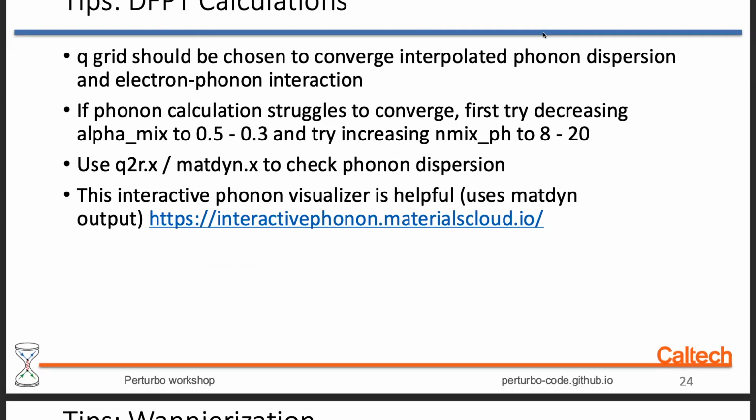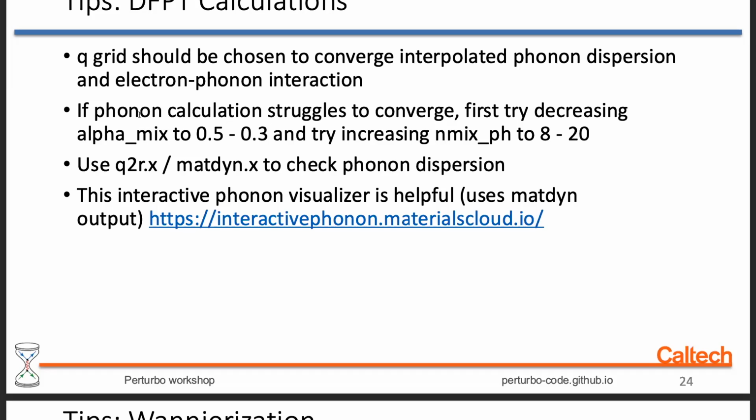I'll say that the calculation time is more sensitive to the Q-grid. For most calculations, it depends a bit, but usually it's more sensitive to the Q-grid than to the K-grid. And so you don't want to use an excessively dense Q-grid if you don't need it.